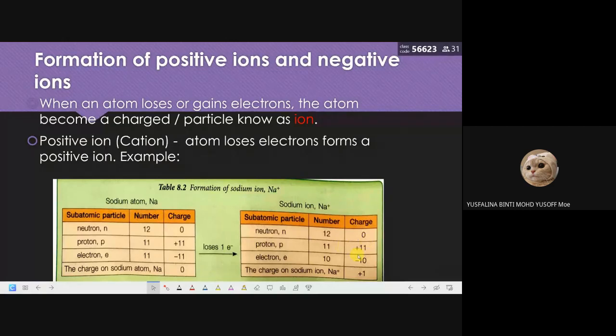So what you can see here is that the number of protons is higher. Remember I said just now that proton charge is positive and electron is negative. You can see the charge of protons here is higher than electrons. So that's why they produce the cation, or positive ion. The number of protons is more than the number of electrons, since one electron was lost here. So this is a positive ion.